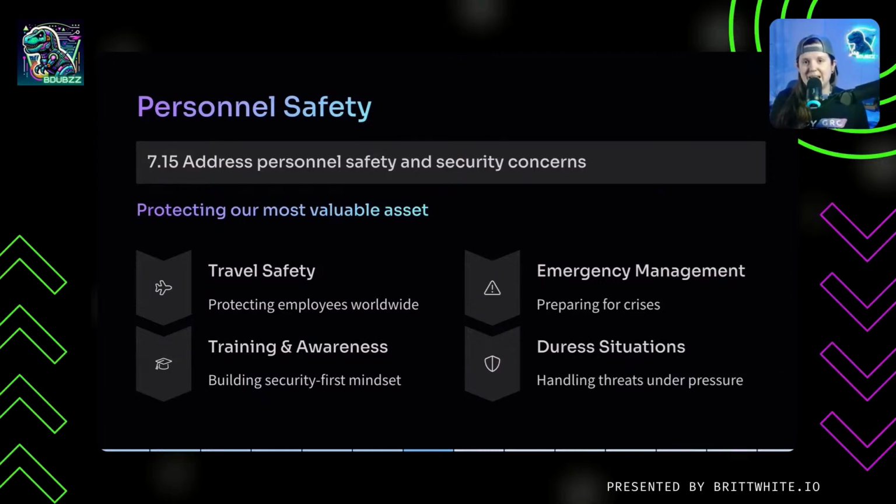While we hope we never need these plans, when an emergency does strike, whether it's a natural disaster or a security breach, having solid procedures will make all the difference. We'll look at how to prepare for and handle these various types of crises. Finally, we'll cover duress situations, those high-pressure scenarios where someone might be forced to break security protocols under threat. It's important to have systems and procedures in place to handle these sensitive situations.